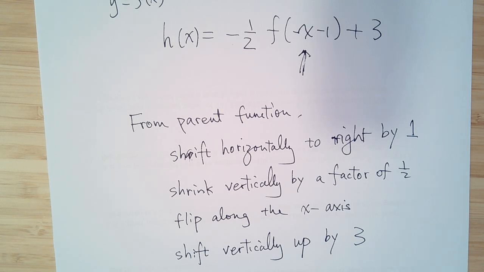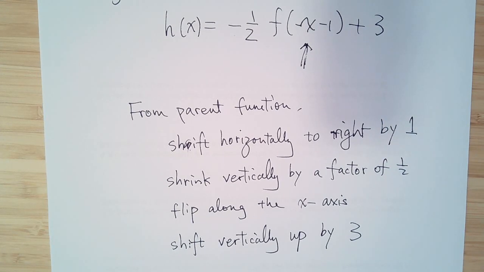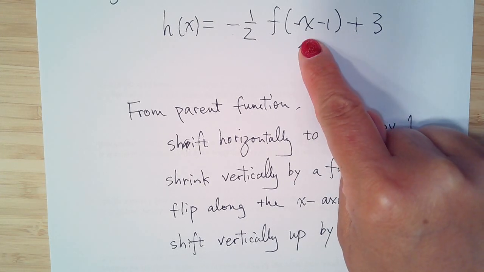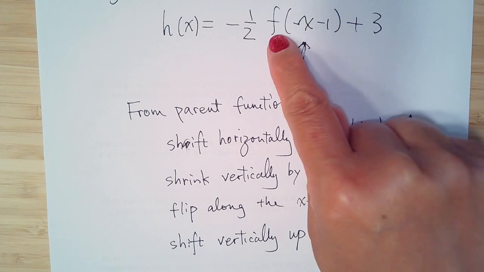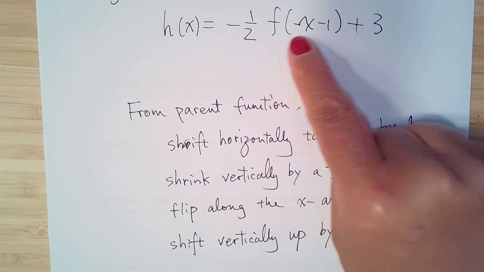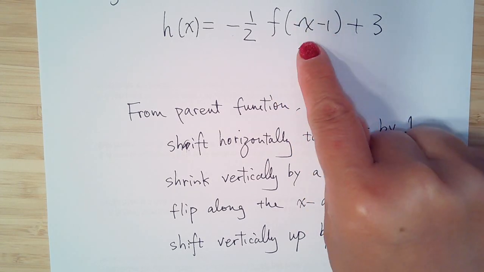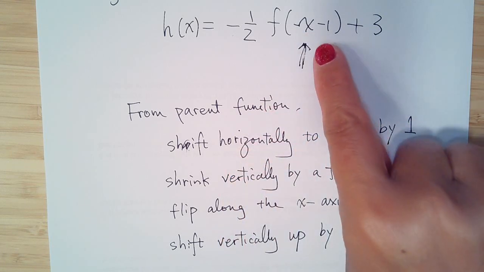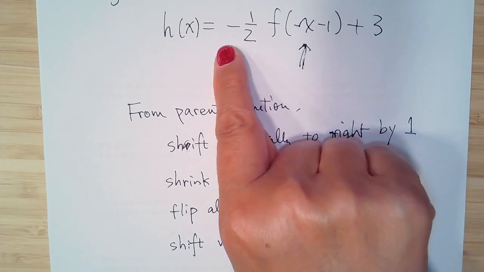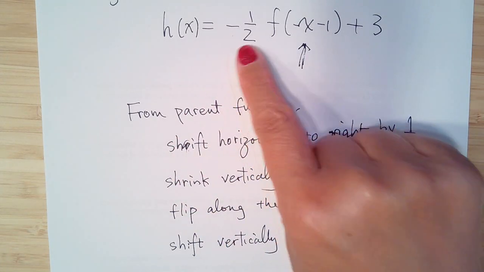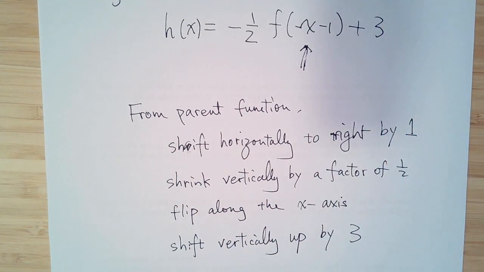I promise you this is the last problem that we're going to work on. So now you see that what you should do is always find where the x is. Starting from here, this is the parent function, so that keeps the shape. Then you work on this: shift to the right by 1, shrink by 1/2, flip along the x-axis. The last step is the +3, go up by 3. Phew. Okay, I think that's a lot for today.